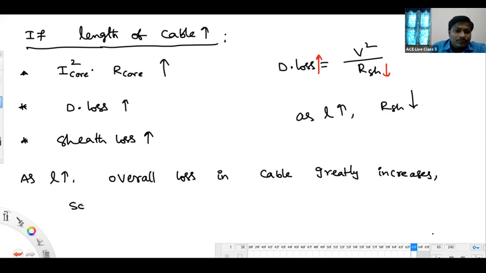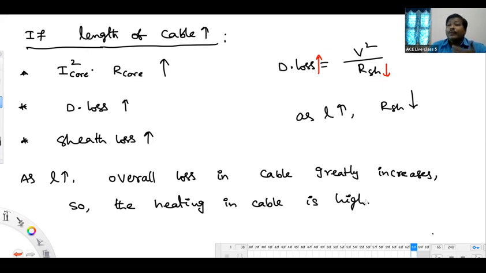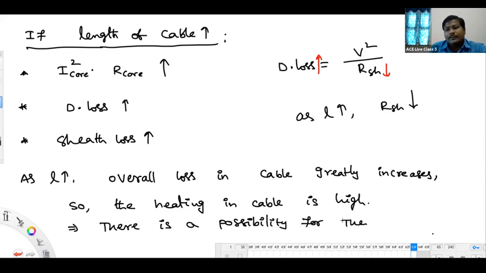So the heating in the cable is high. Our cable is getting overheated. You can write that this implies there is a possibility for thermal damage.